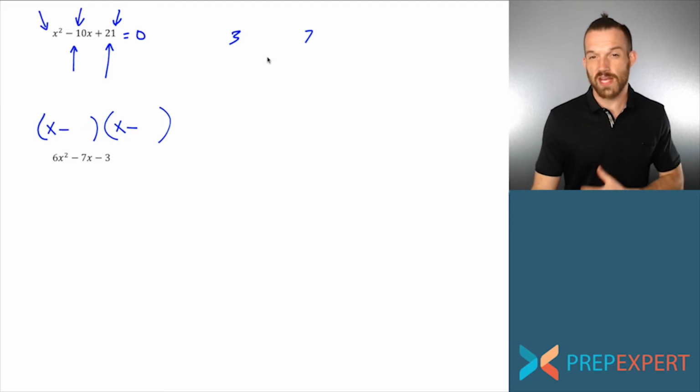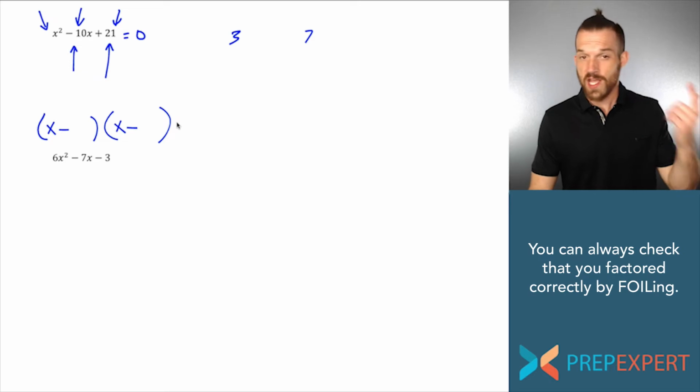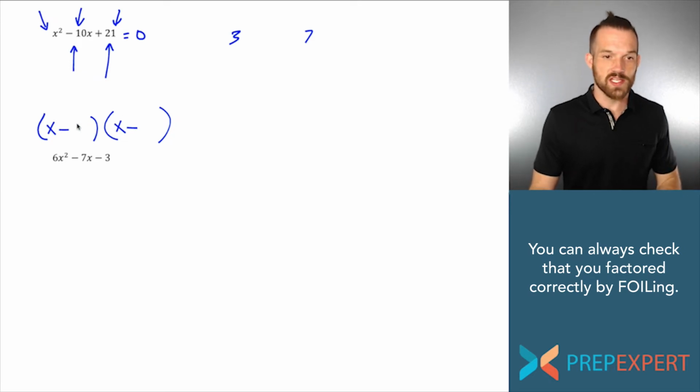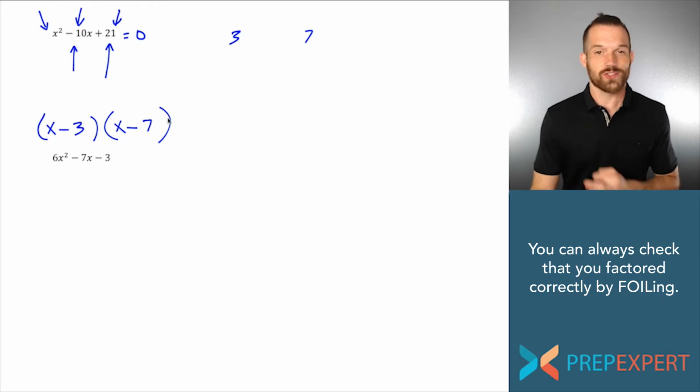Does 3 plus 7 add to equal 10? Yeah, it does. Absolutely. So now I just have to figure out the signs. But we've already done that. We know that the signs of both of these must be negative. So I'm going to plug them in.